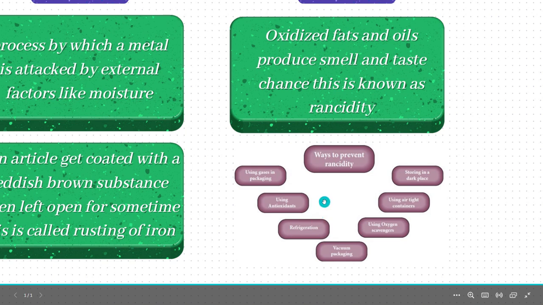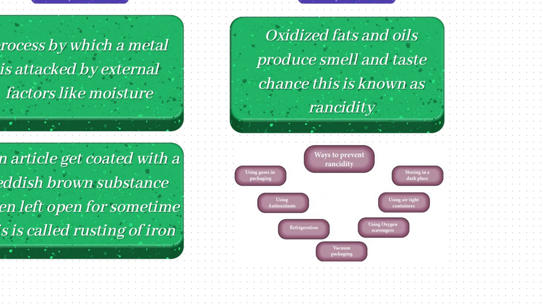Using antioxidants, which are substances used to prevent rancidity. Refrigeration, keeping it in a refrigerator can help. Then vacuum packing so that it doesn't get in contact with the oxygen. Using oxygen scavengers, using airtight containers and storing it in a dark place can all help prevent rancidity.